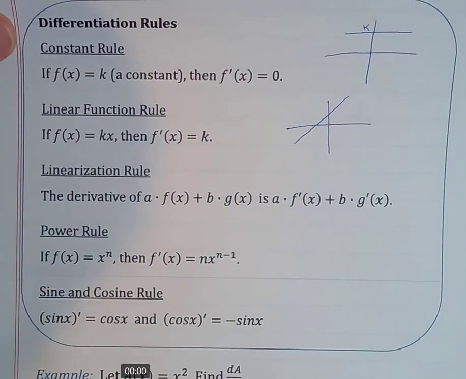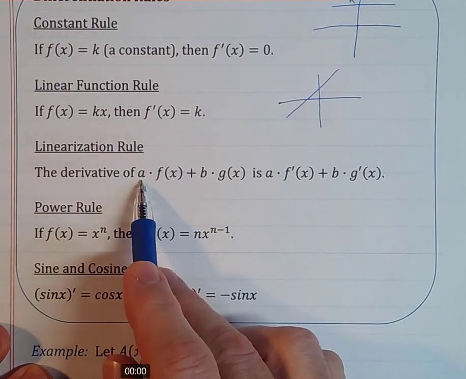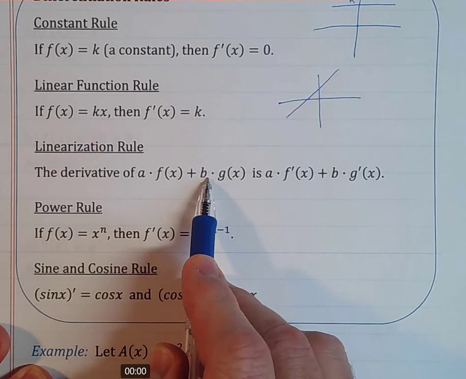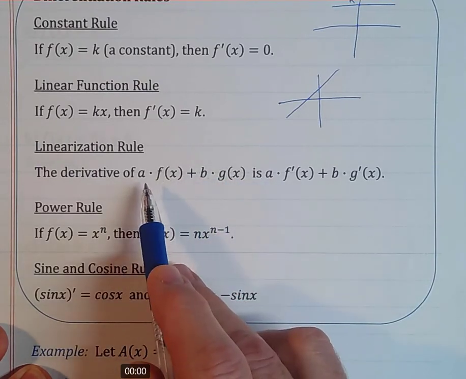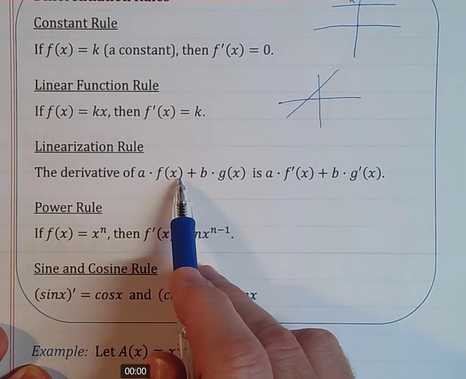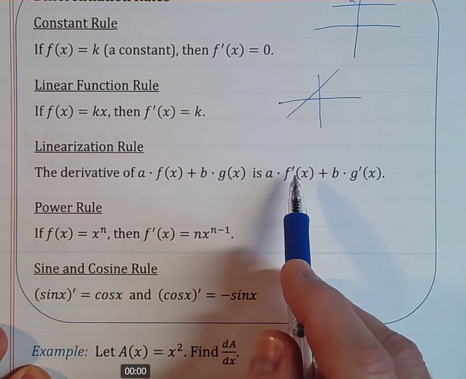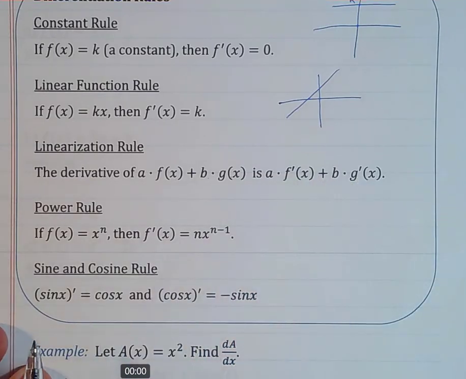The linearization rule. Now what this says is that if we have something like some number a times f of x plus some other number b times g of x, then when we find the derivative, we just leave these constants out here and multiply them by the derivative of the function part. So the derivative of this would be a times f prime of x plus b times g prime of x.